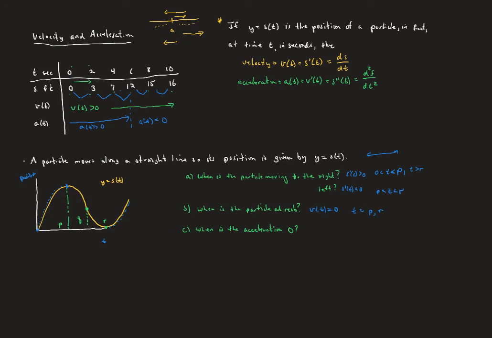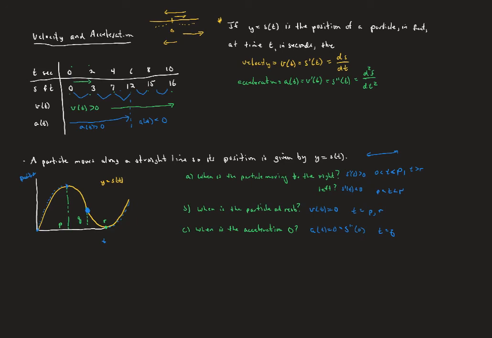So when is the acceleration 0? Well, we know that it's going to be concave up when its second derivative is positive, and concave down when its second derivative is negative, and that's going to tell us information about the acceleration. But where it changes from concave down to concave up is going to be when that acceleration, or second derivative, is equal to 0. And so that is going to be at t equals q, I guess we call that.